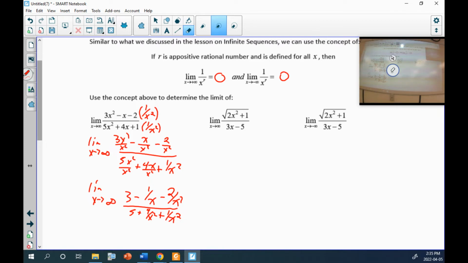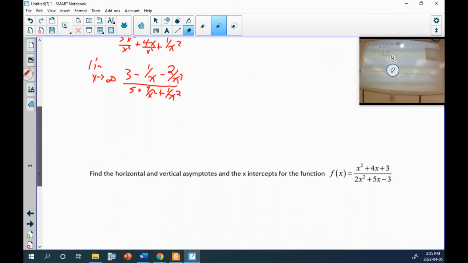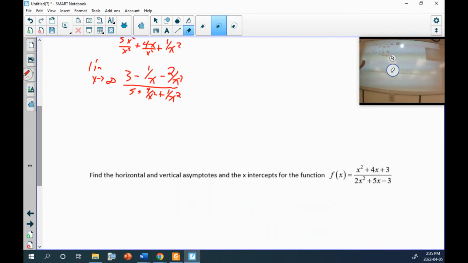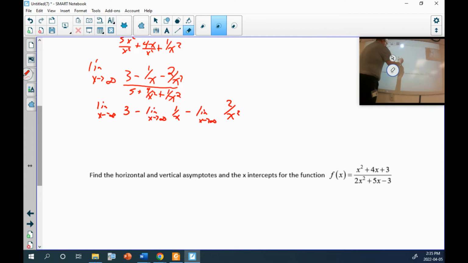now, I don't really want to write this out. I'm going to do it in this case. Our property of limits can say that this is going to be the limit as x approaches infinity of 3 minus the limit as x approaches infinity of 1 over x minus the limit as x approaches infinity of 2 over x squared.